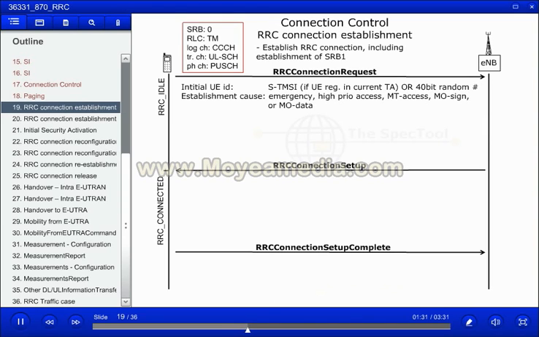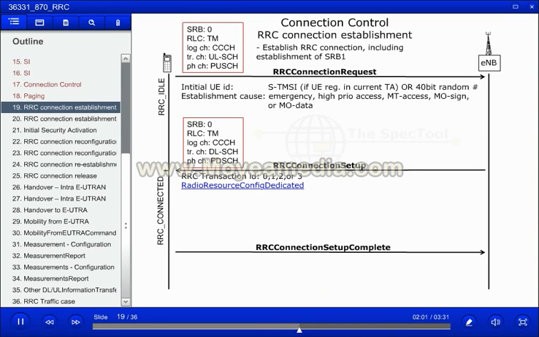eNode B will respond with the RRC connection setup message. Also, this message is delivered on signaling radio bearer 0. RLC transparent mode is used, and the logical channel is the common control channel. The transport channel used is the downlink shared channel, and the physical channel is the physical downlink shared channel. It includes a RRC transaction identifier together with major settings for dedicated radio bearers, MAC, and physical layer.